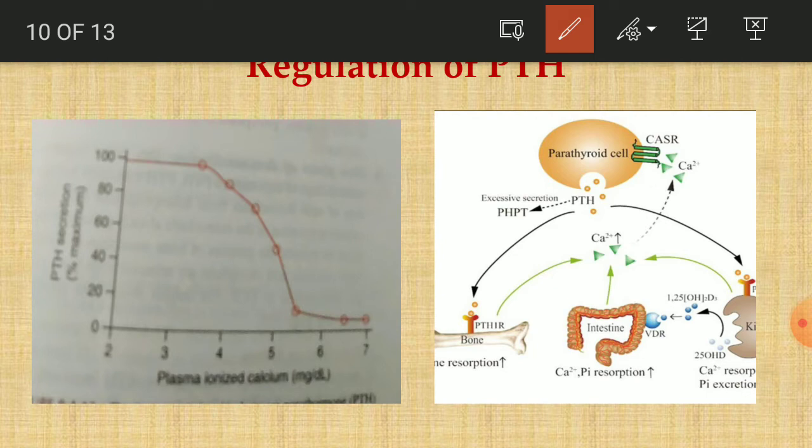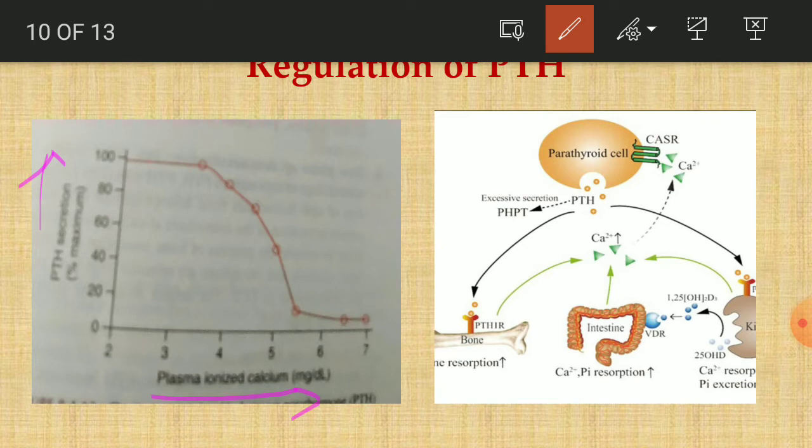The lowermost level is 5.5 and the uppermost level is 3.5, that is the blood calcium level, in between which there occurs a linear inverse relationship between blood calcium and PTH level. Before and after that level, there occurs a plateau. So, this is the relationship of blood calcium and PTH level of blood.